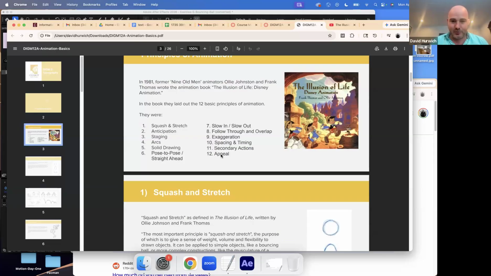And these are the 12 principles, and we're going to go over a lot of them. Some of them don't really apply to what we're doing in this course, and some do. Okay. So the principles are squash and stretch, anticipation, staging, arcs, solid drawing, pose to pose and straight ahead, slow in, slow out, follow through and overlap, exaggeration, spacing and timing, secondary actions, and appeal. All right.